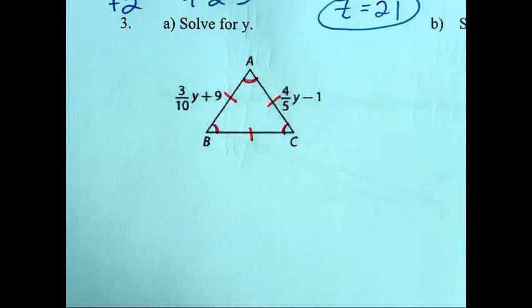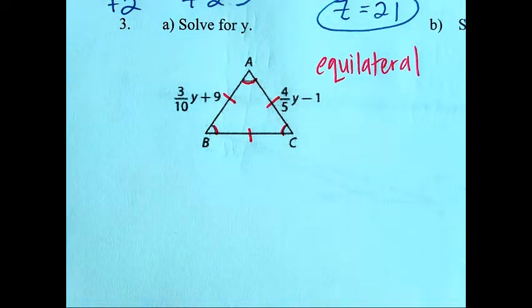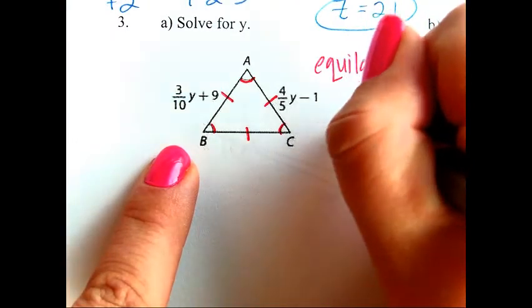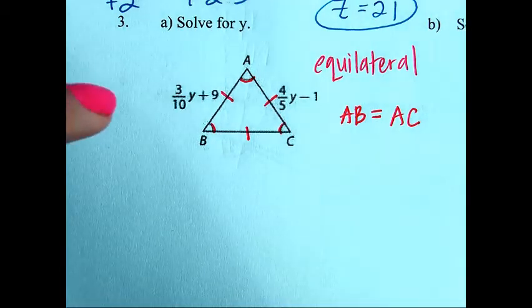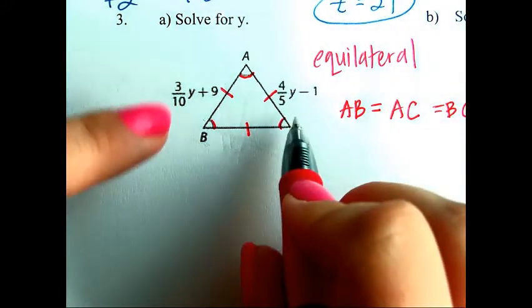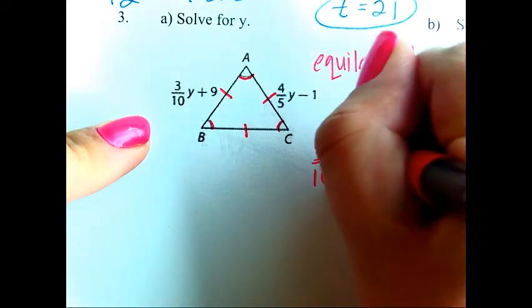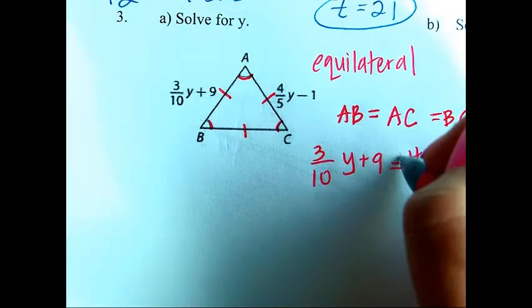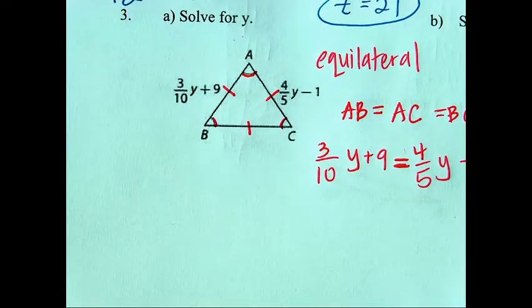So what that means, equilateral, means that all the sides are equal. So side AB is going to be equal to side AC, which is equal to BC as well. But we have an equation that we can set up with just side AB and AC, and this is going to help us figure out what y is, because that's the question that we're answering.